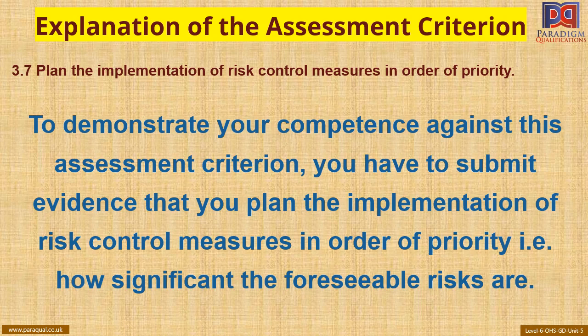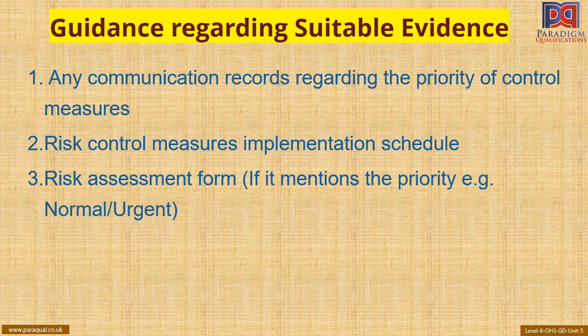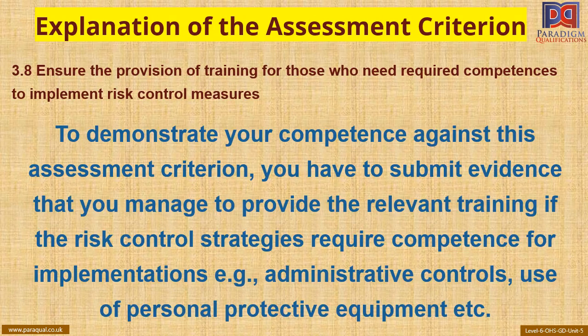3.7 Plan the implementation of risk control measures in order of priority. You have to submit evidence that you plan the implementation of risk control measures in order of priority, that is, how significant the foreseeable risks are. The high risk activities are prioritized. You can submit any communication records regarding the priority of control measures, risk control measures implementation schedule, which shows that high risks are prioritized, and risk assessment forms if they mention the priority, for example, normal or urgent.